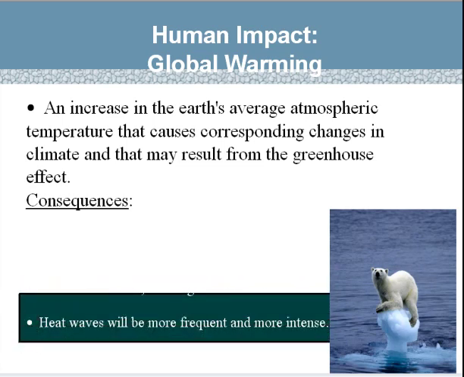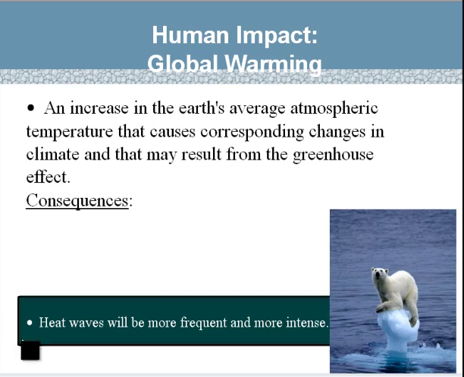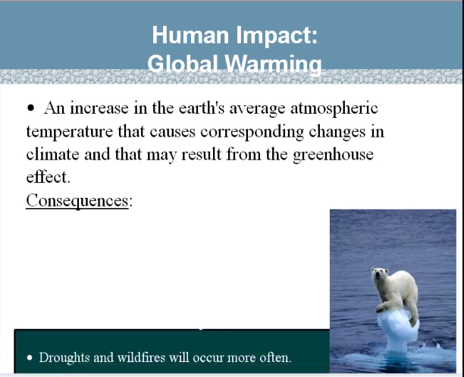Heat waves, as the temperature goes up, heat waves will be more frequent, more intense. Droughts, wildfires will occur more often. So there are definitely lots of consequences, things to think about when it comes to greenhouse effect and global warming.